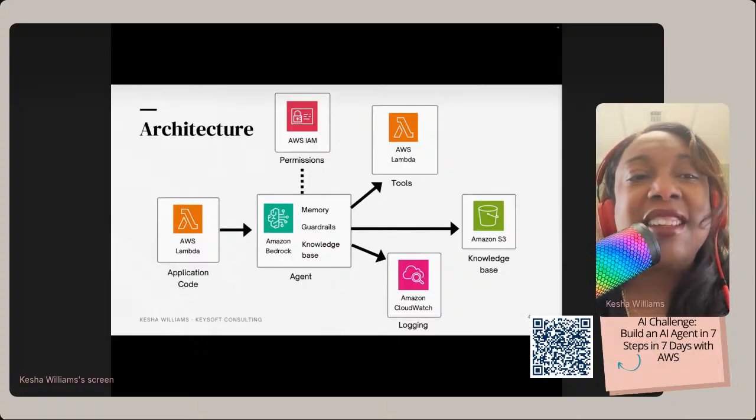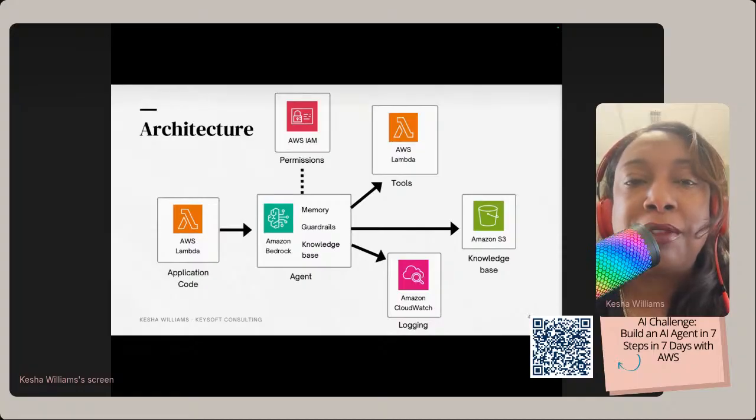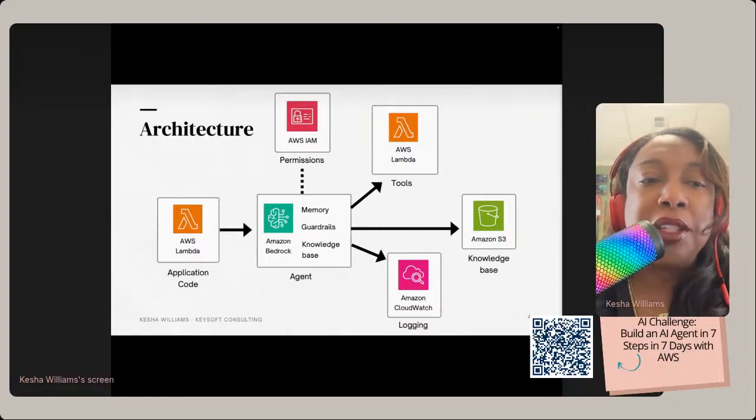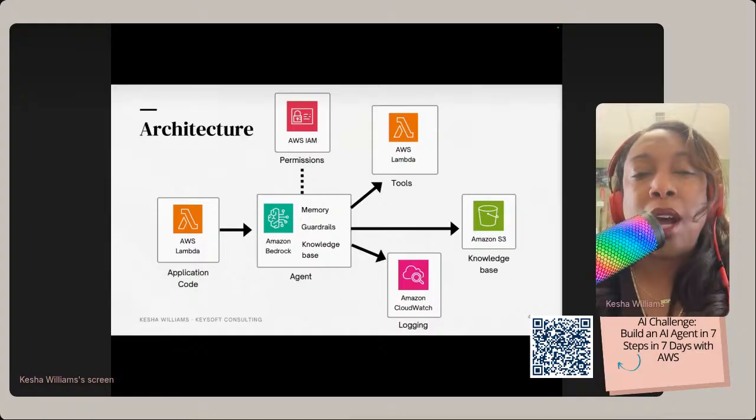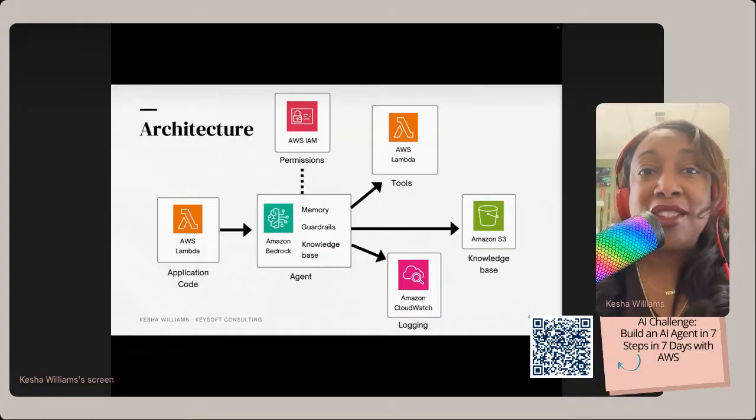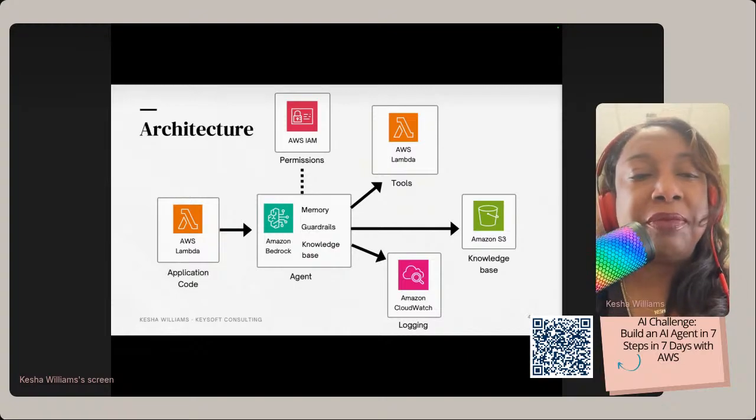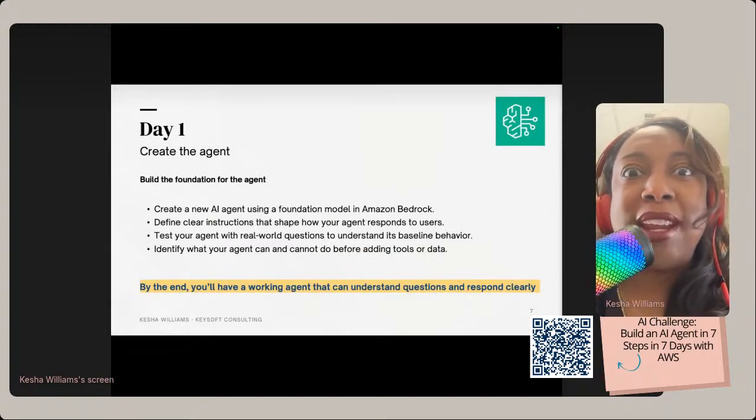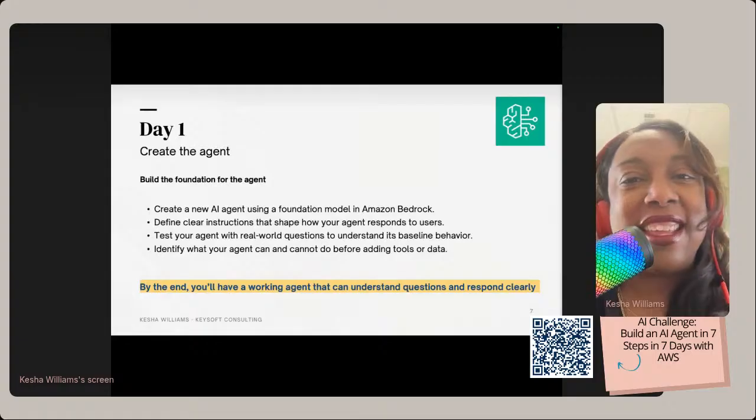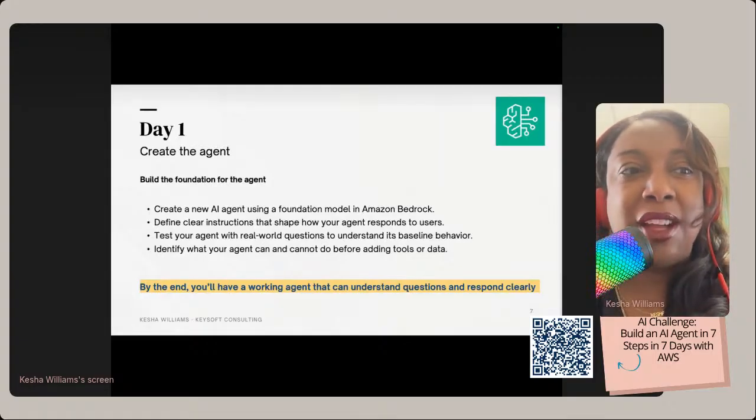And then we also use AWS Lambda for tooling for actions, and I'll talk more about that. And then we use S3 to store our knowledge base, and then we have CloudWatch for logging. So that is just the overall architecture of what we're building. So now let's just jump right in with day one and then some of the errors that you may encounter as you're building out day one.